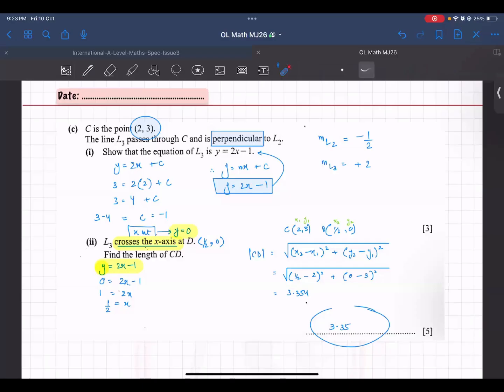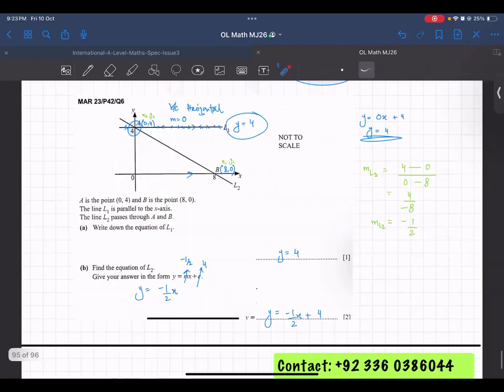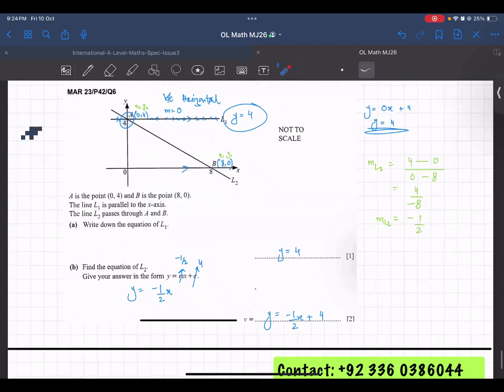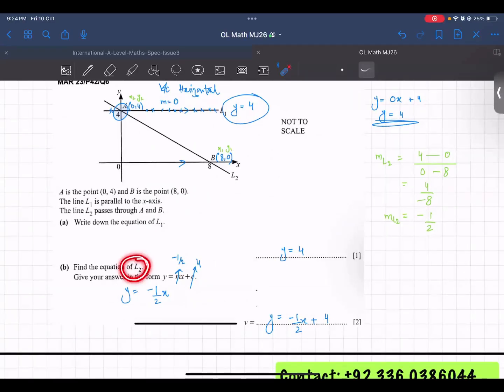Yes. Line 3, for which we found the equation, is this part, Part B. And here they're asking you to find the equation of L2. So you have the 2 points of L2. L2 is passing through (0, 4) and (8, 0). So you found the gradient of L2 with these 2 points, this point and this point. You found the gradient comes out as minus 1 upon 2. So you put in the value of the gradient as minus 1 upon 2.